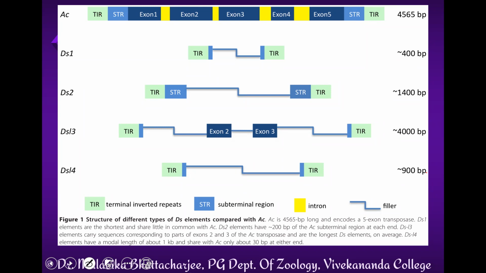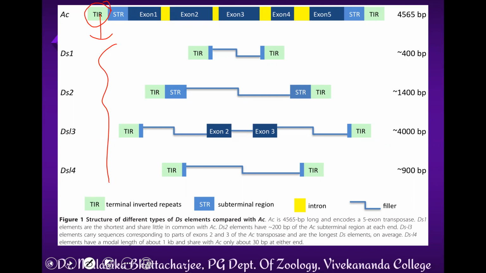This Ac element can cause a target site duplication, an 8 base pair target site duplication. And as you can see, there are terminal inverted repeats, 11 base pair terminal inverted repeats. Now, it has been shown that the Ds elements, the Dissociator, have evolved from the Ac elements. You can see the similarity of the different kinds of Dissociators with that of the Ac element.